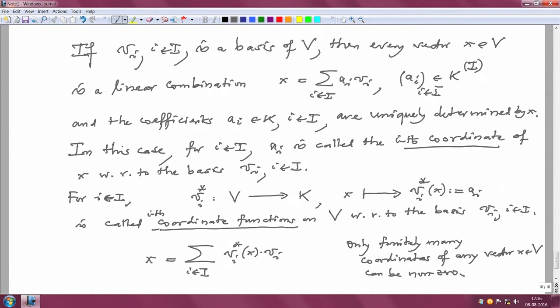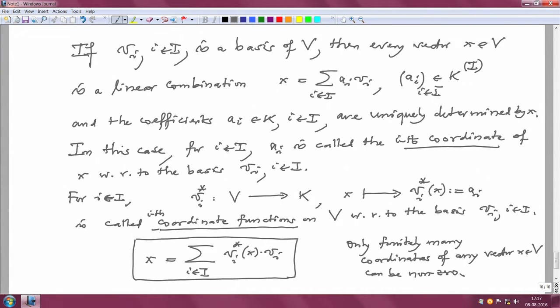So the only difference between this and this is that I just wrote the value of a_i. These a_i's I have replaced by v_i star of x. The reason being, you see, the right hand side now involves only a basis and x. When you look at this sum, one may wonder what is a_i, how do you calculate a_i? But if you write this expression, then it is clear from the way of writing that it depends on x and this v_i.